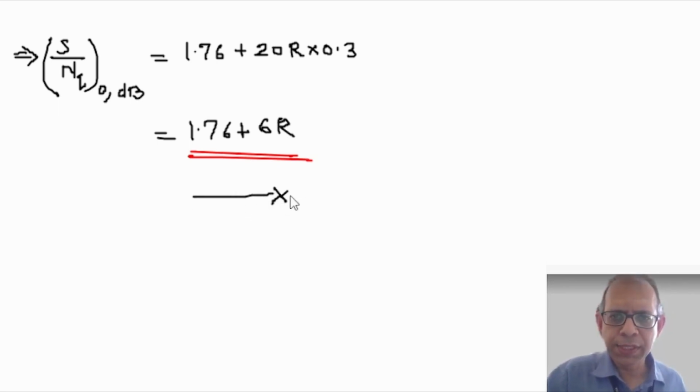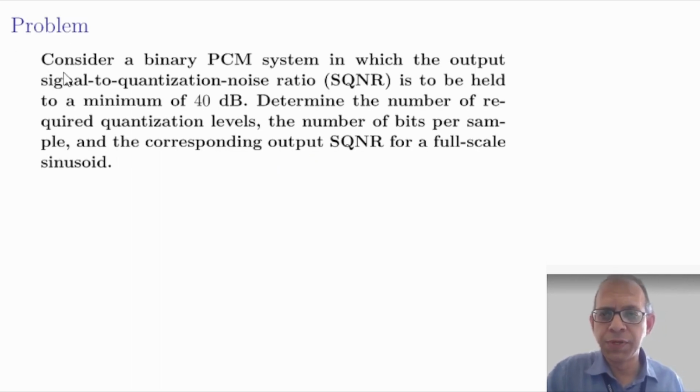Let us now use this result in a problem. So the problem statement is as follows. Consider a binary PCM system in which the output signal to quantization noise ratio SQNR is to be held to a minimum of 40 dB. Determine the number of required quantization levels, the number of bits per sample, and the corresponding output SQNR for a full scale sinusoid.